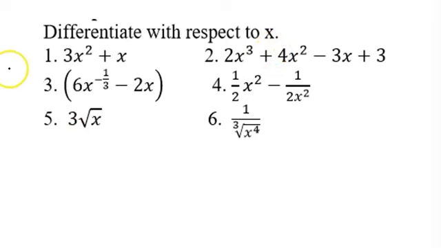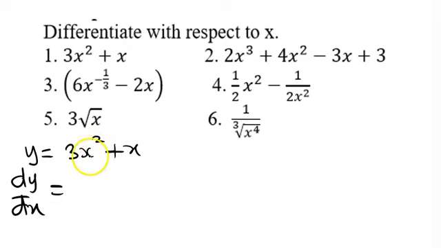So the first one, y is equal to 3x squared plus x. Now this is a polynomial. So dy/dx will be, you differentiate term by term. So 2 times 3, which is 6. Then we reduce this one by 1. So x. And then this is already 1. So 6x plus 1.